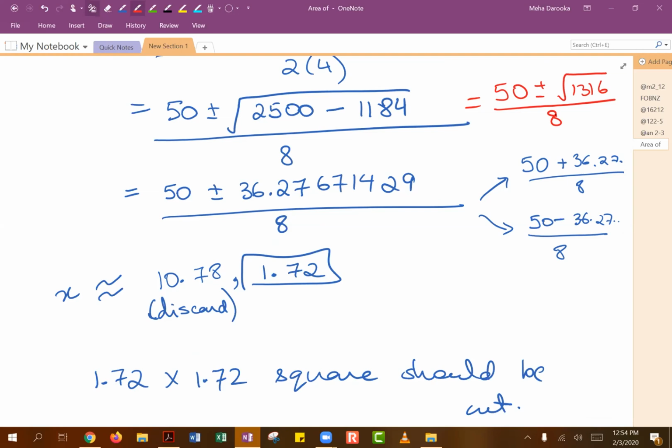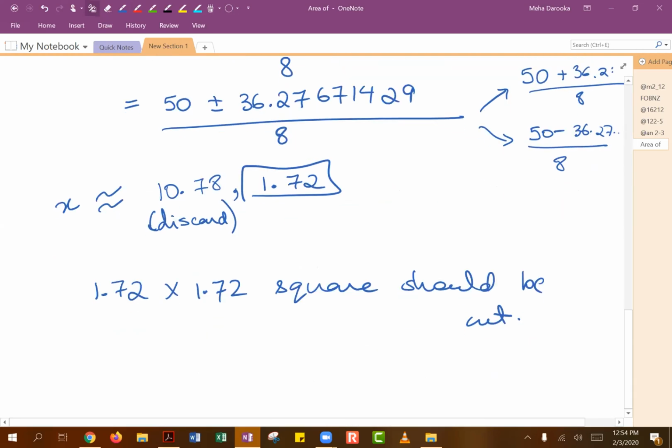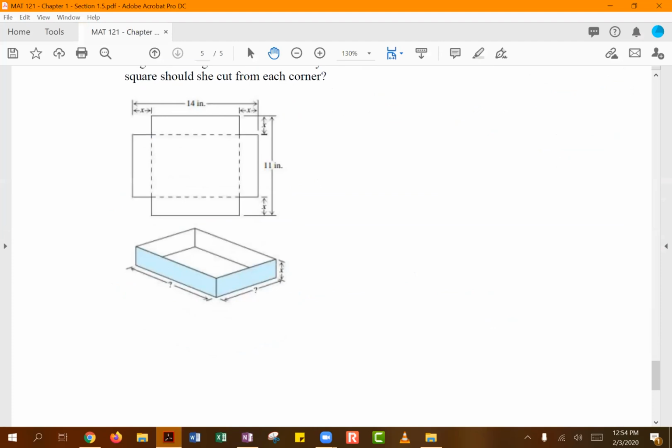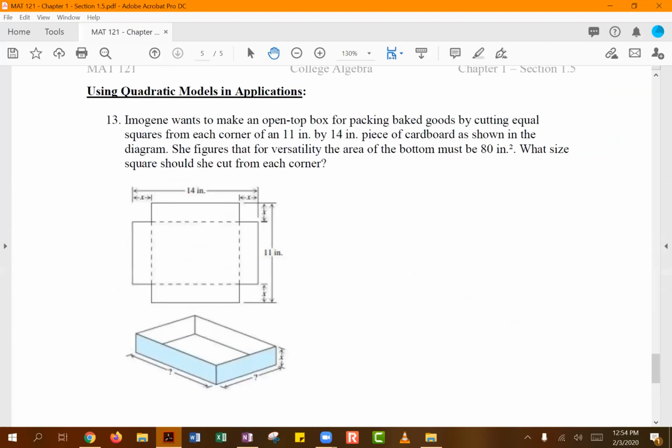Because you know the problem with typing all those decimals is if you leave one decimal out, the result will be incorrect. All right, so you're cutting off a square of 1.72 by 1.72, which actually means the remaining width is going to end up being the 10.78. So that's going to be part of that 80 square inches on the bottom. All right, questions on 13?